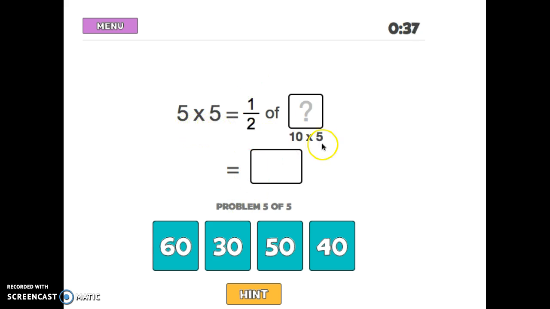5 times 1 is 10 times 1, which is 10, and half of that is 5. 5 times 5, think of 10 times 5. 10 times 5 is 50, and half of that is 25.